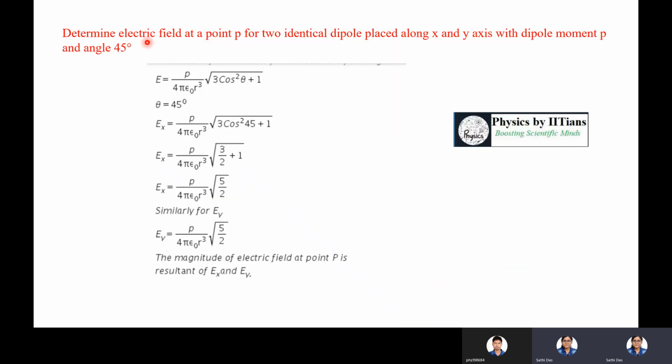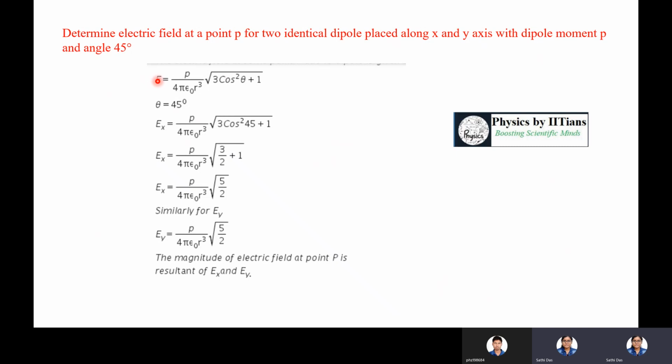So I assume that you know the electric field. The electric field due to the dipole is, this is the general formula, and you should remember this one, that is P by 4 pi epsilon naught r cube root over 3 cos square theta plus 1. So suppose there is a question: determine the electric field at a point P for two identical dipoles that are placed along the x and y axis with dipole moment P and angle 45 degree. So here theta is 45 degree.